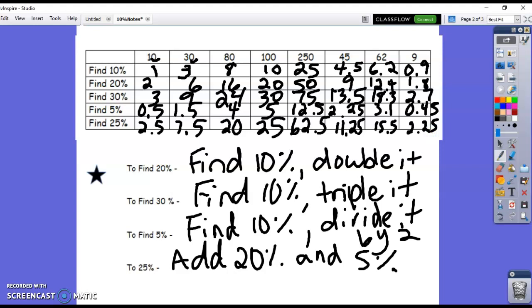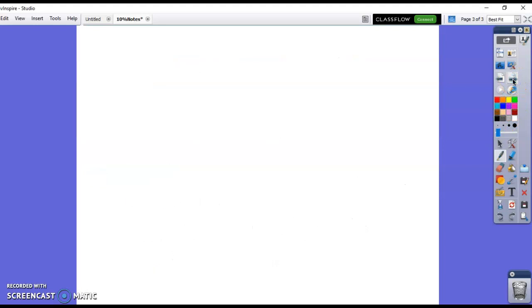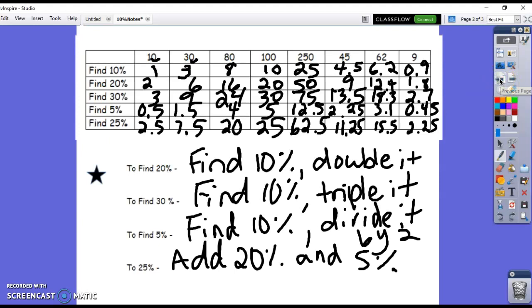So I hope that helps you out. For the homework, what we did was we just completed the back side of the page, which is the table on the back side, which is the same as the table on the front, just different numbers. So go ahead and complete that and then turn that in.